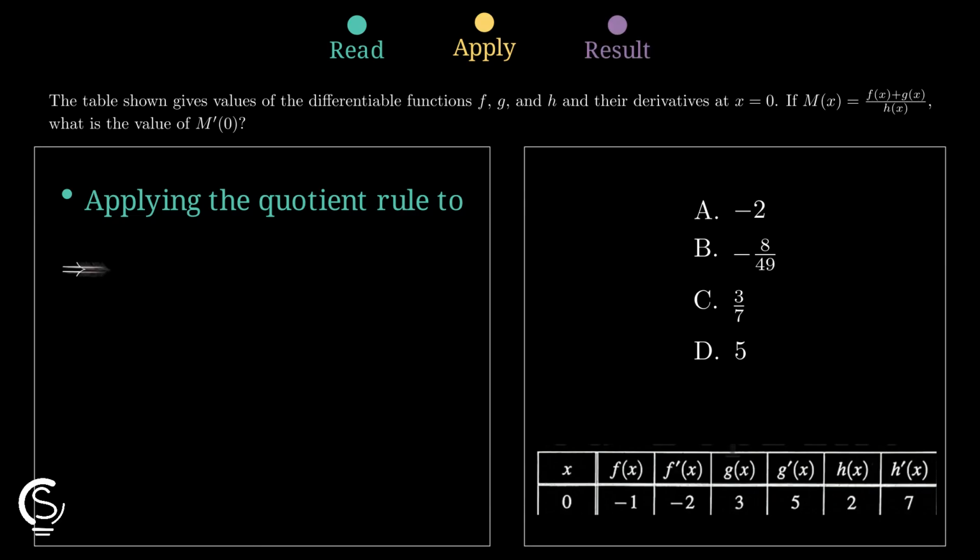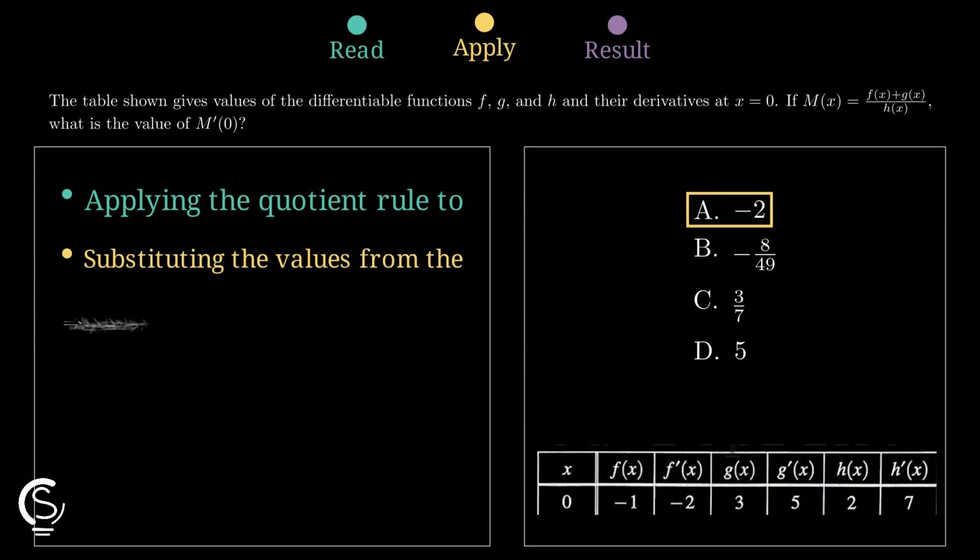After simplifying, the numerator and denominator reduce cleanly, and that gives m prime of 0 equals -2. So option A is the winner.